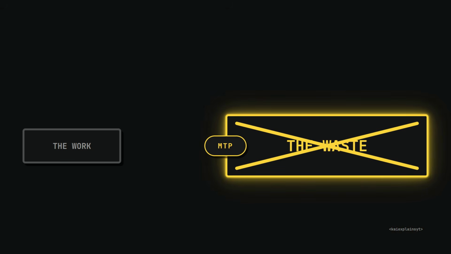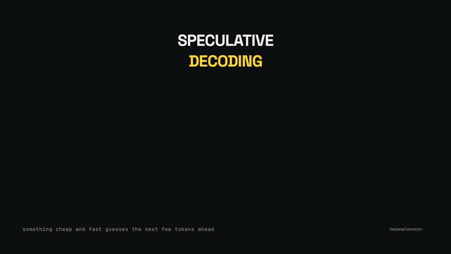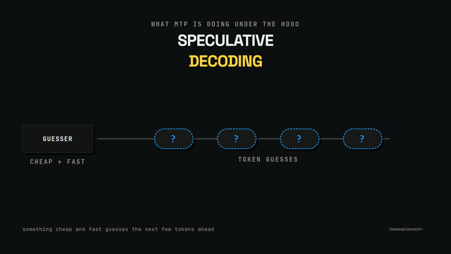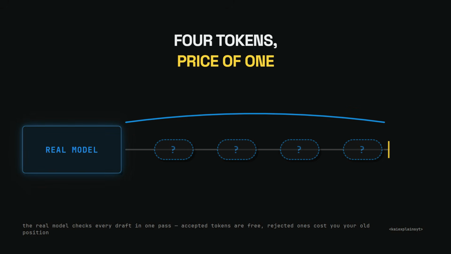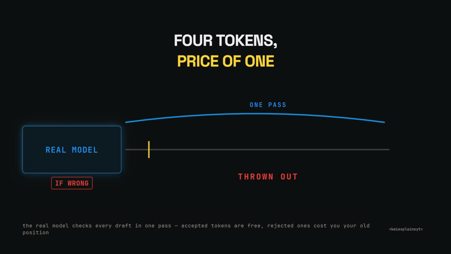So let's understand what MTP does. If I have to explain it in 2 words, it's speculative decoding, which is what MTP is doing under the hood. It's one of those ideas that sounds complicated, but is actually elegant once you see it. Here's the concept. Something cheap and fast guesses the next few tokens ahead. Then the real model checks all of them in one pass, for roughly what a single token used to cost on its own. If the guesser was right, 4 tokens arrive for the price of 1. If the guesser was wrong, the bad tokens get thrown out and you land exactly where you started. A wrong guess costs you nothing. It cannot cost you anything else.